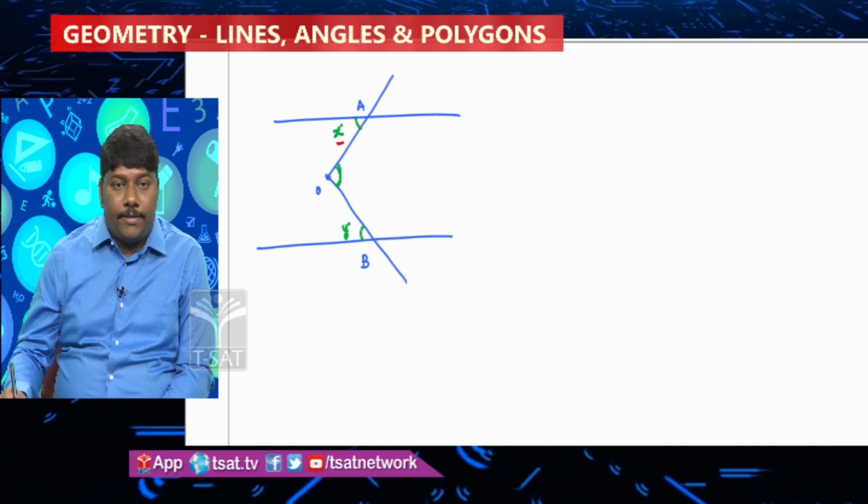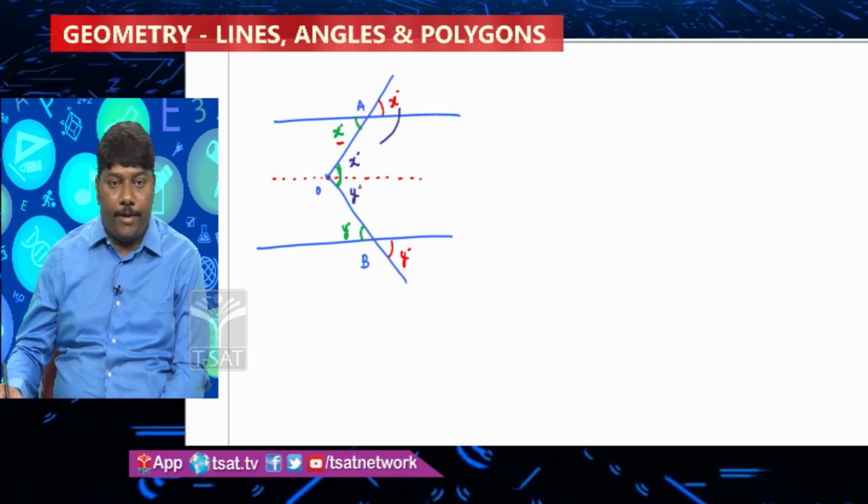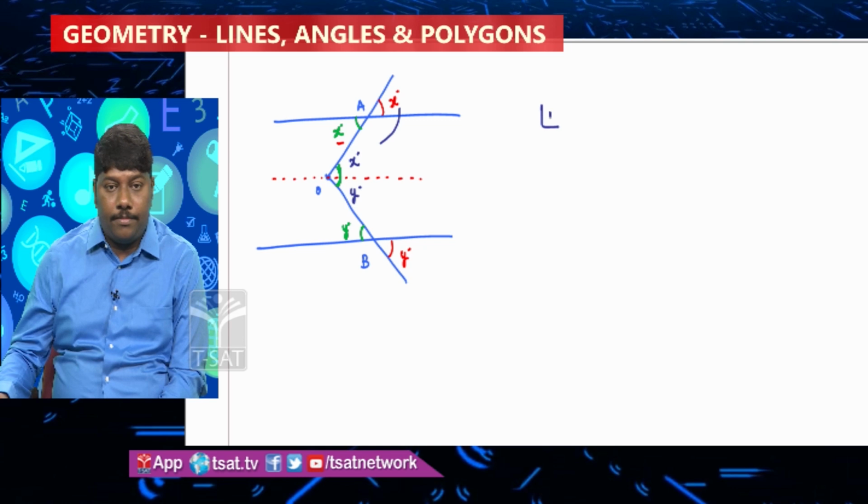See here, angle X, vertically opposite angle, X degrees, vertically opposite angle, Y degrees. Draw an imaginary line here. We can say these two are corresponding. Therefore, this is angle X. If it is Y, these two are corresponding, therefore it is Y. Now what is angle AOB?